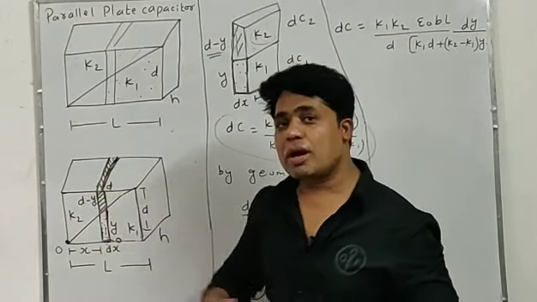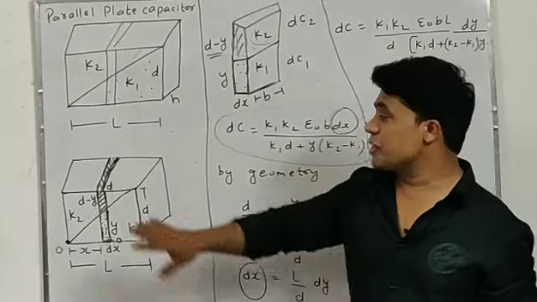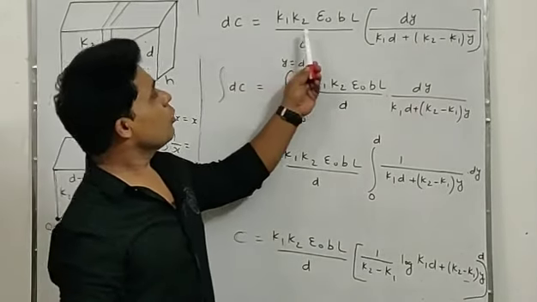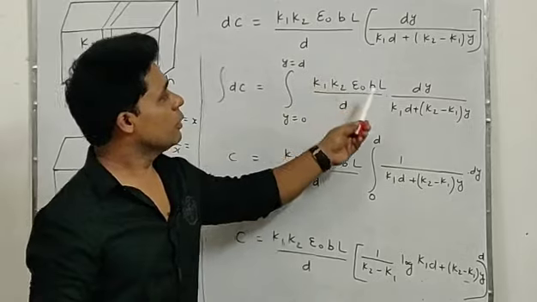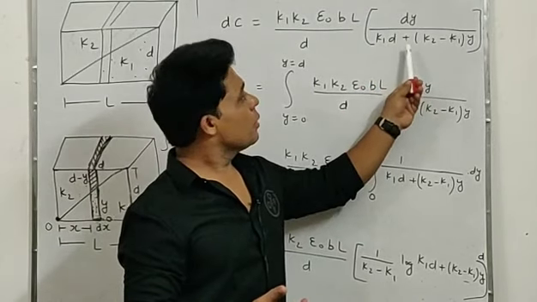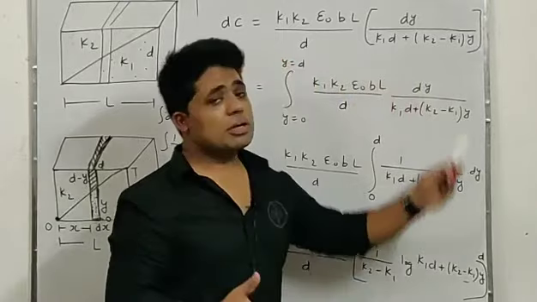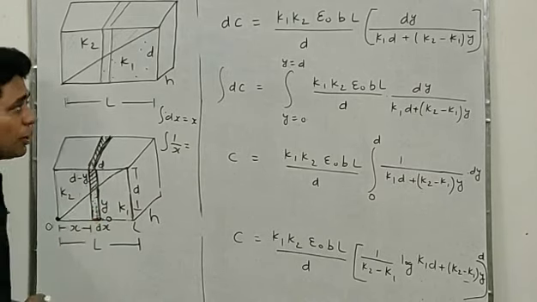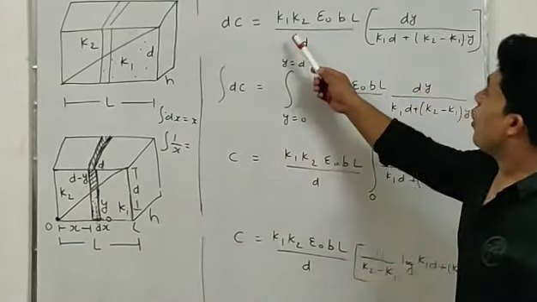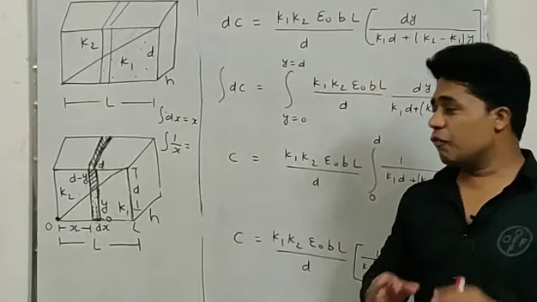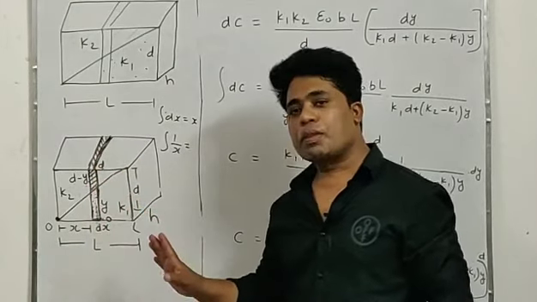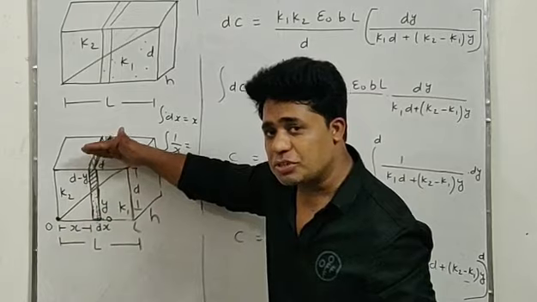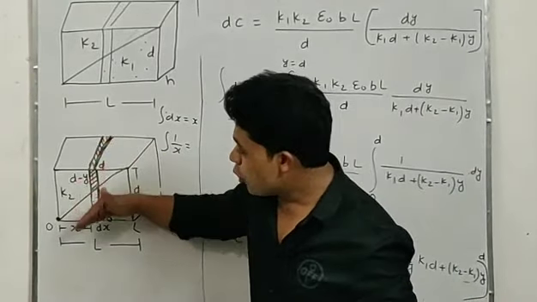But we have to find the total capacitance of both parallel capacitors having dielectric constants, the capacitance of this system. So now students, dC equals K1 K2 epsilon naught B L upon D dy over K1 D plus (K2 minus K1) y. This is the partial capacitance of this small segment only. What we did, students, was find the small capacitance of this small segment, but we have to find the total capacitance of this combination.